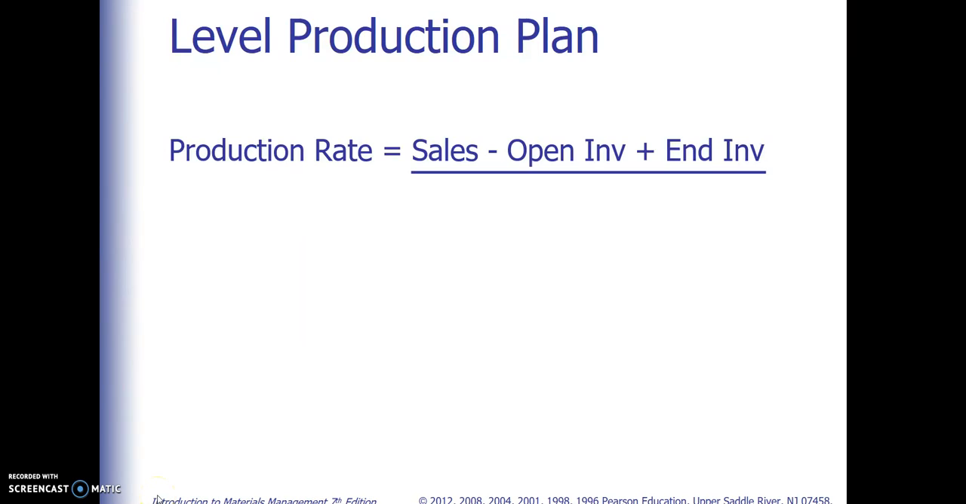The simple formula for level production: you need to get your production rate, so you take sales, subtract opening inventory, plus your ending inventory. Opening inventory means what you had at the beginning, ending at the end, divided by the number of production periods.